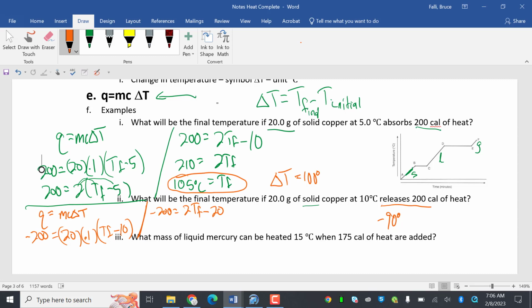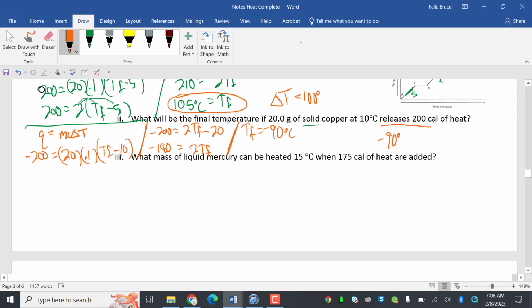So I did combine some steps. I'm going to kick my plus 20 to the other side. Negative 180 equals 2 T sub F. Divide both sides by 2. T sub F equals negative 90. Hey, it works. Both ways work.